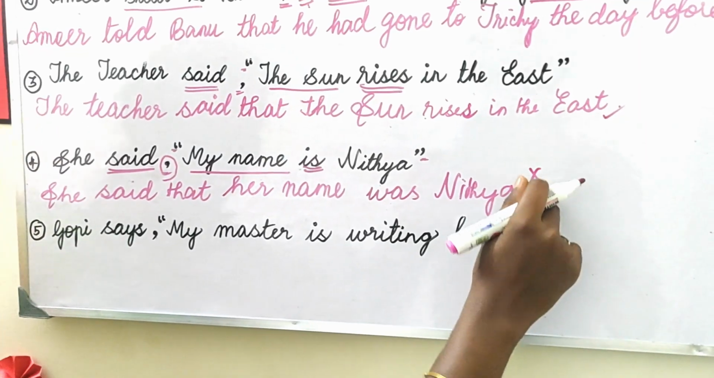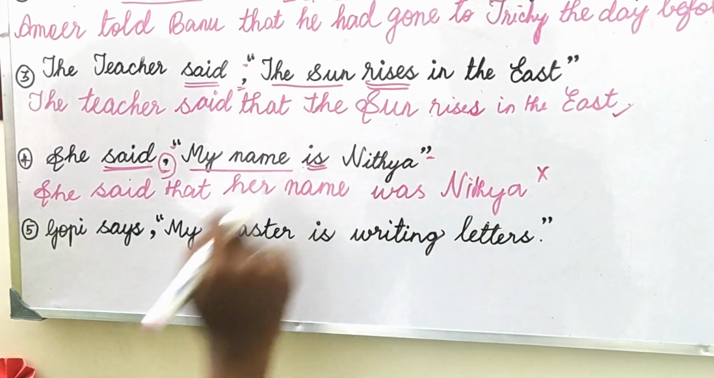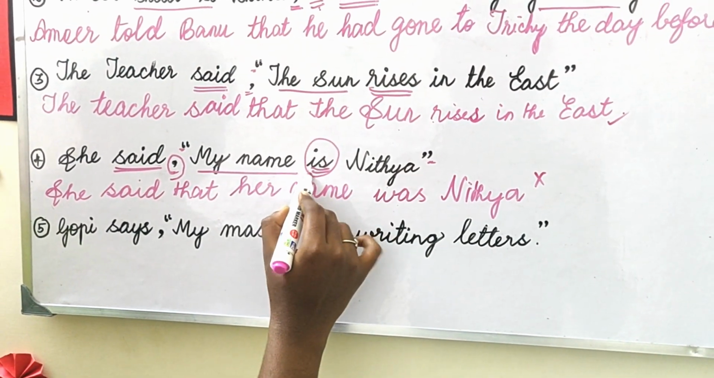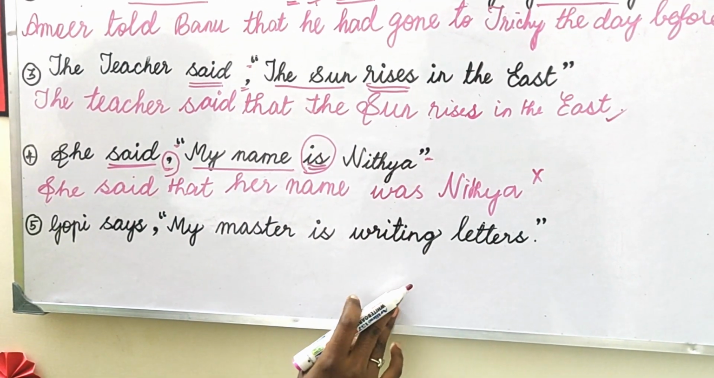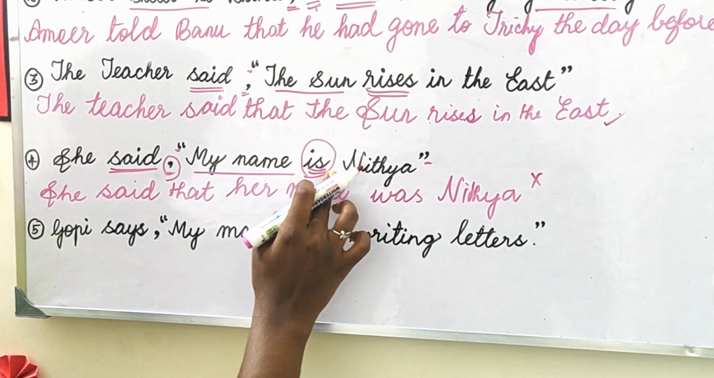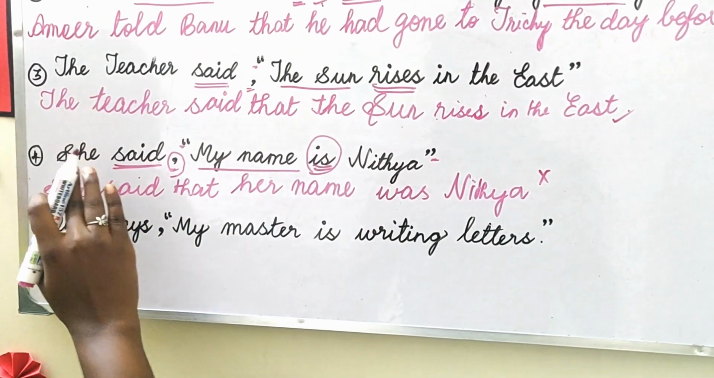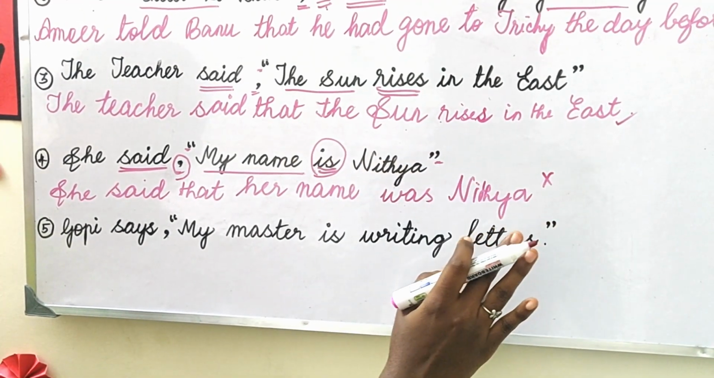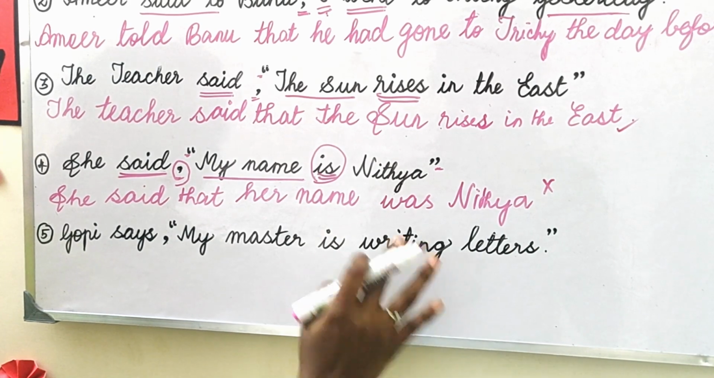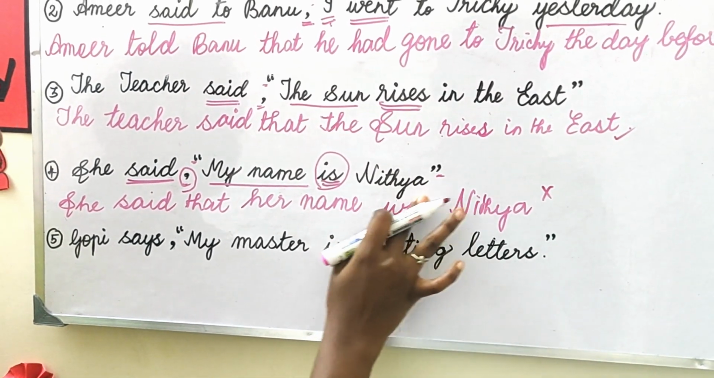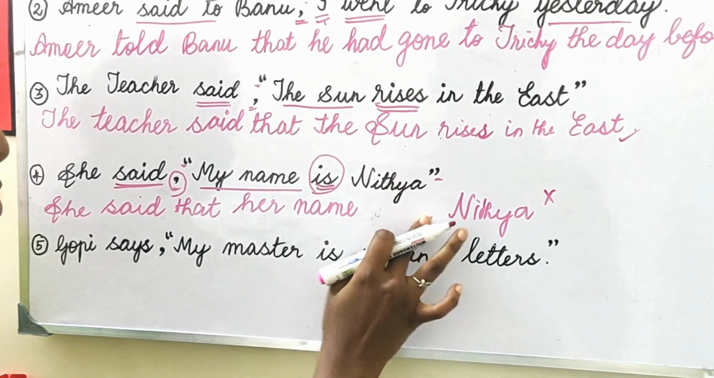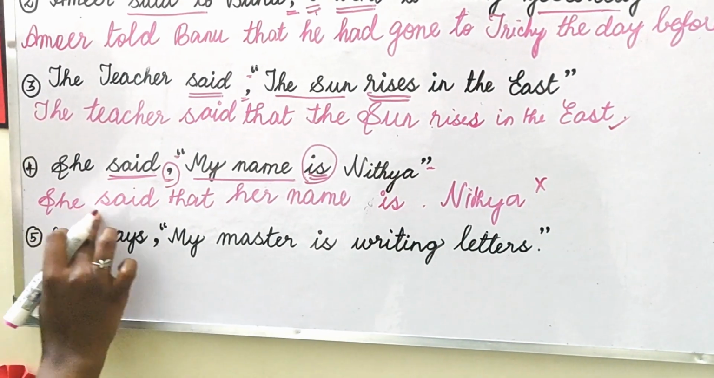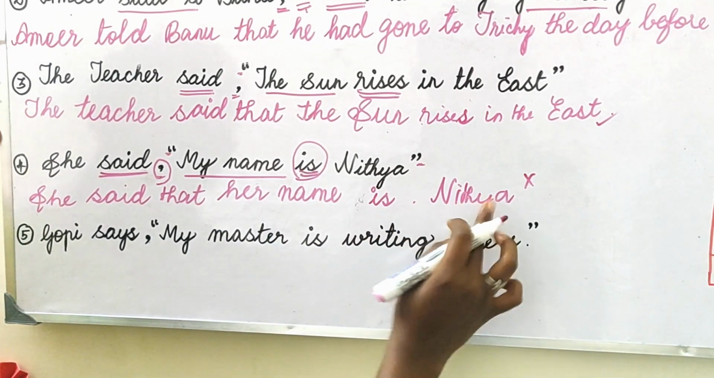No. See, I have told you the exception in the previous sentence itself. Here, the name of a person is not bound by time. Her name is the same even when she is born, and even after her death, it's her name. So the name will not change. It is not bound by time, so we should not change this into past tense. It is only "is". She said that her name is Nithya.